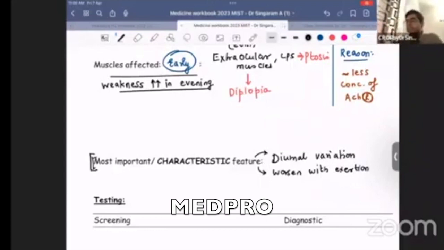I hope you're able to follow this. Everybody able to follow this? Okay, very good. That will be more like the treatment aspect of it. I will come to that later. As of now, just remember that in the evening time or with exertion, the weakness will become much worse. That is what you need to remember.